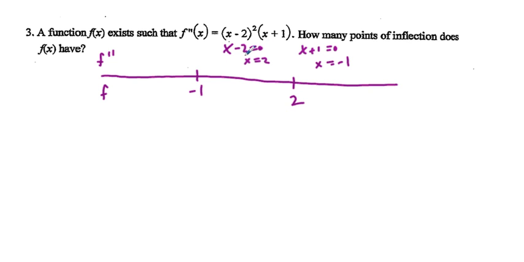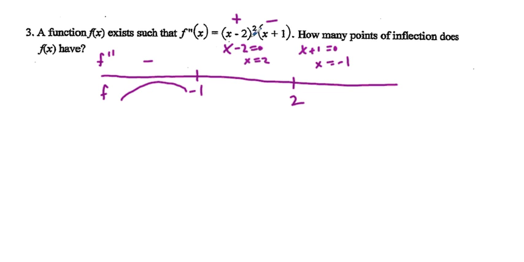And at -1, we're going to examine this function and plug in values less than -1. What's a value less than -1? Well, maybe -2. Well, -2 minus 2 squared, that's going to be positive. This is always going to be positive, this x minus 2 squared. But to the left, if we have -2, that's going to be negative. So we're going to be concave down to the left of -1.